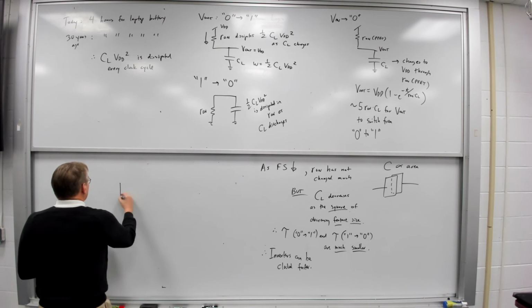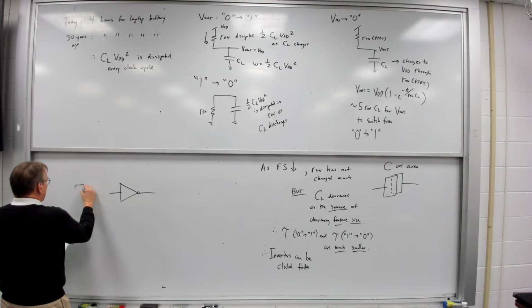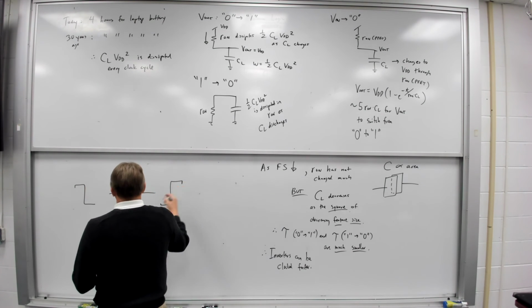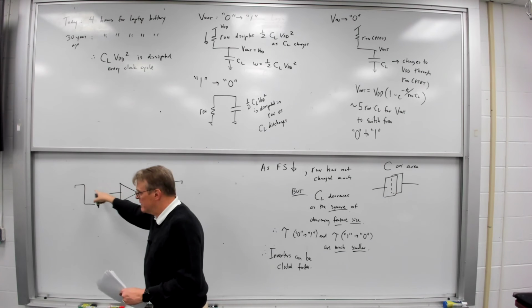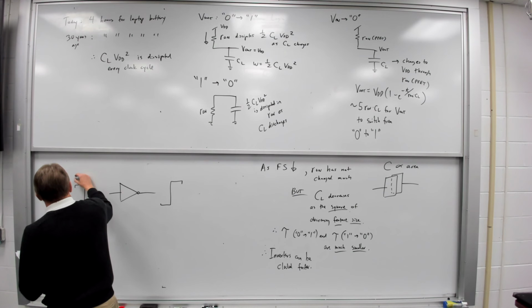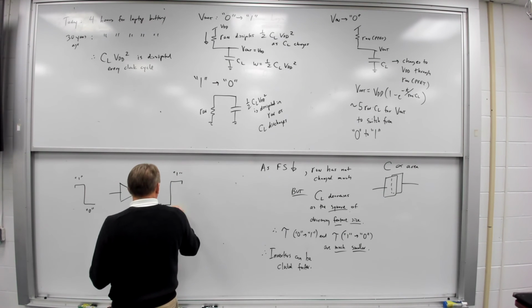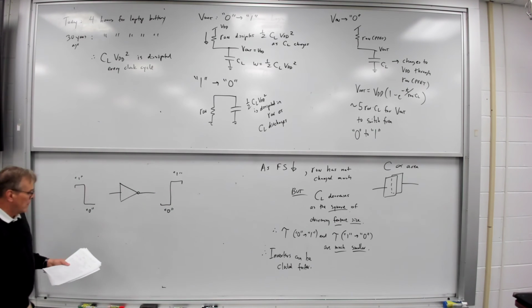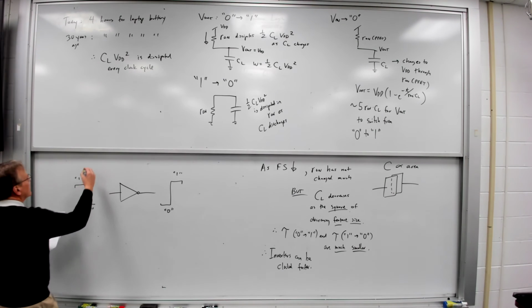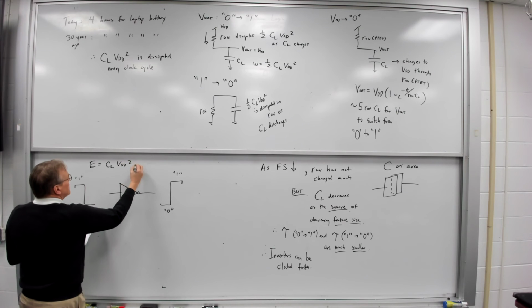Here's my inverter. So I'm going to have my input and my output, and since it's an inversion, the input and the output are going to be inverses of each other. So this, of course, is logic 1, logic 0, logic 1, logic 0. Okay, so for every clock cycle, the energy dissipated is equal to CL VDD squared each cycle.